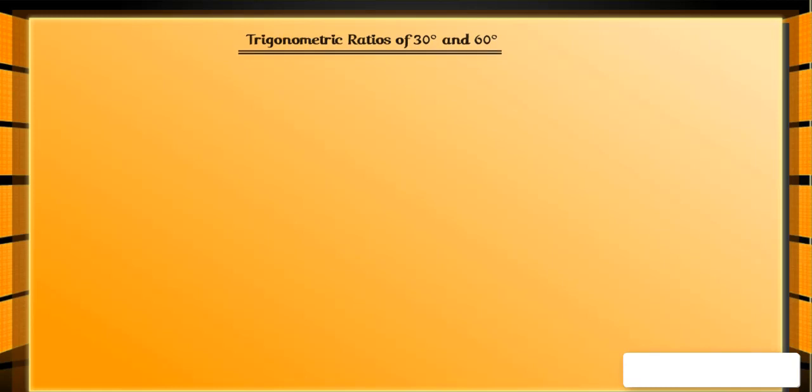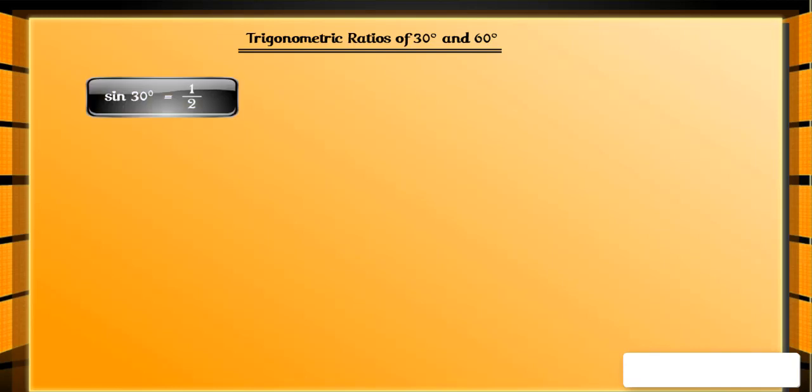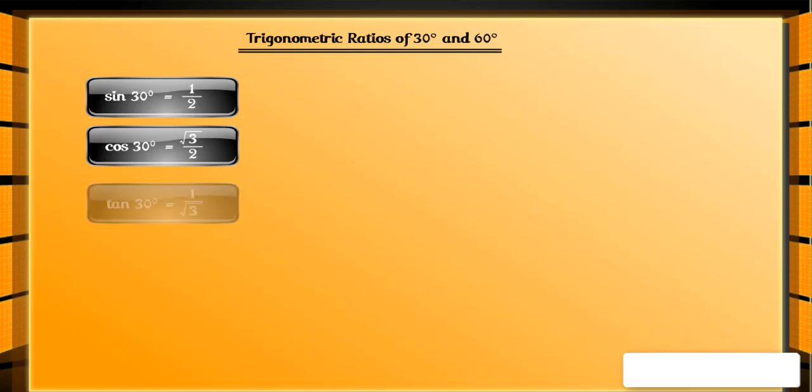Let us now calculate the trigonometric ratios of 30 degrees and 60 degrees. Sin 30 degrees is equal to 1 upon 2. Cos 30 degrees is equal to under root 3 upon 2. Tan 30 degrees is equal to 1 upon under root 3.